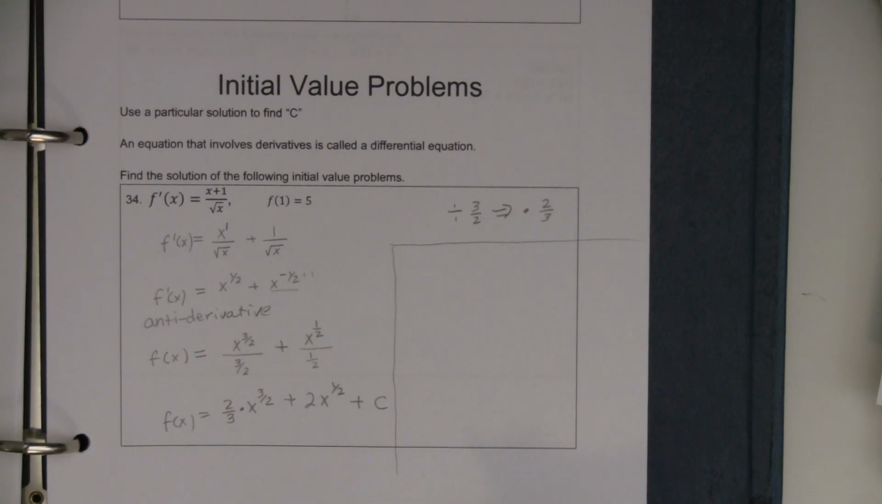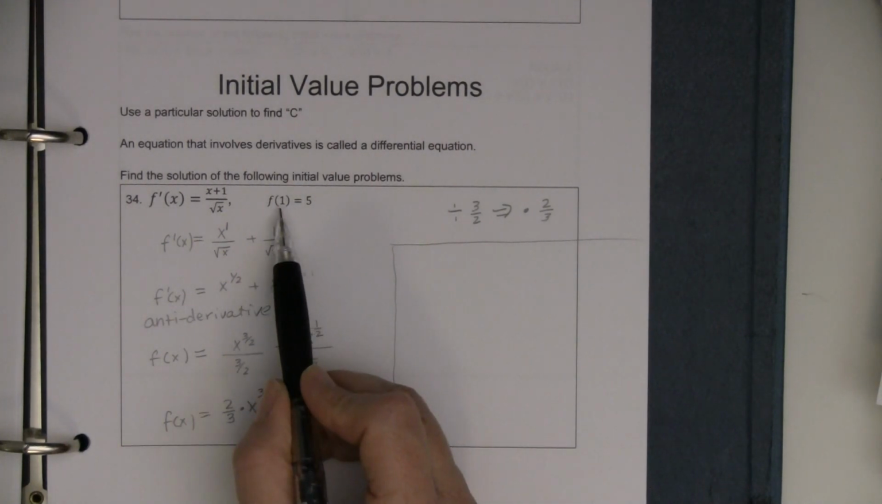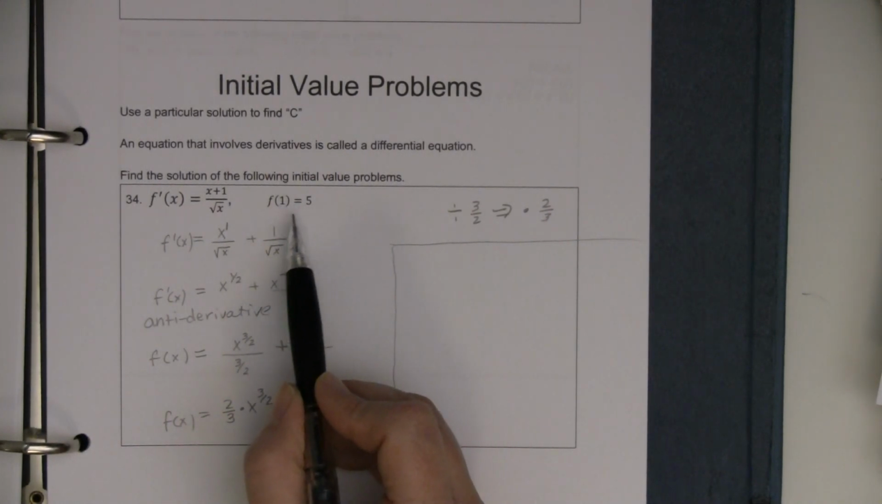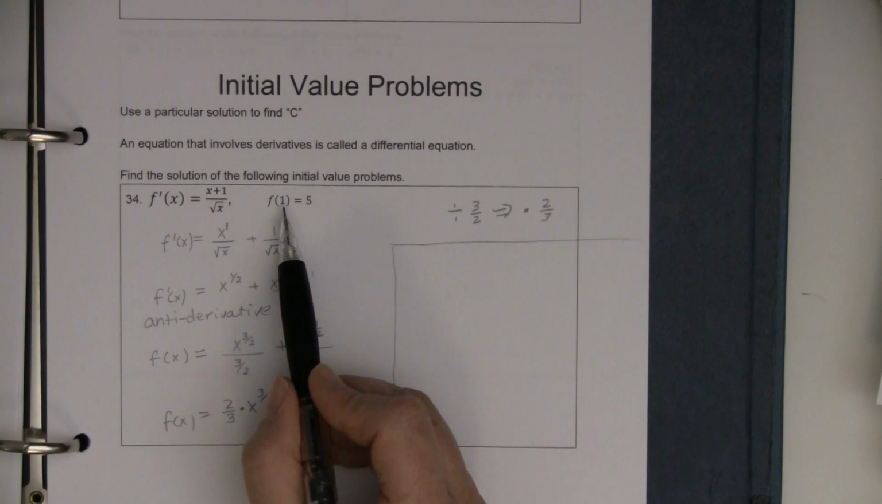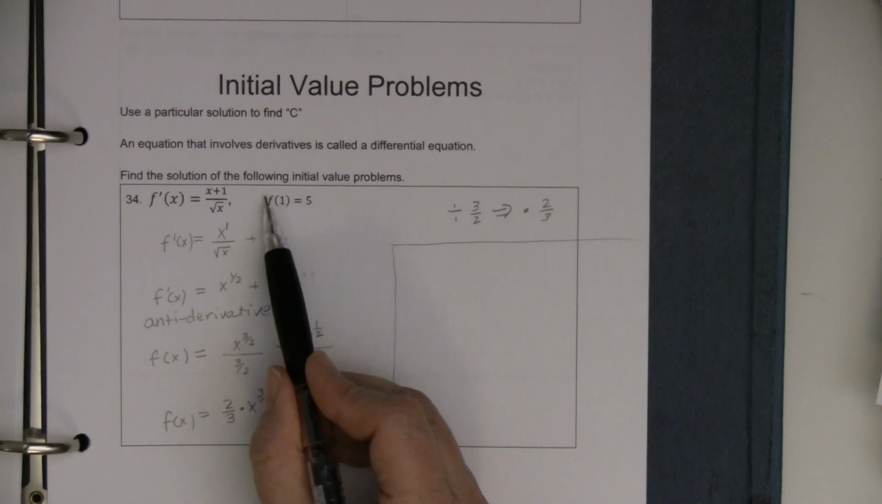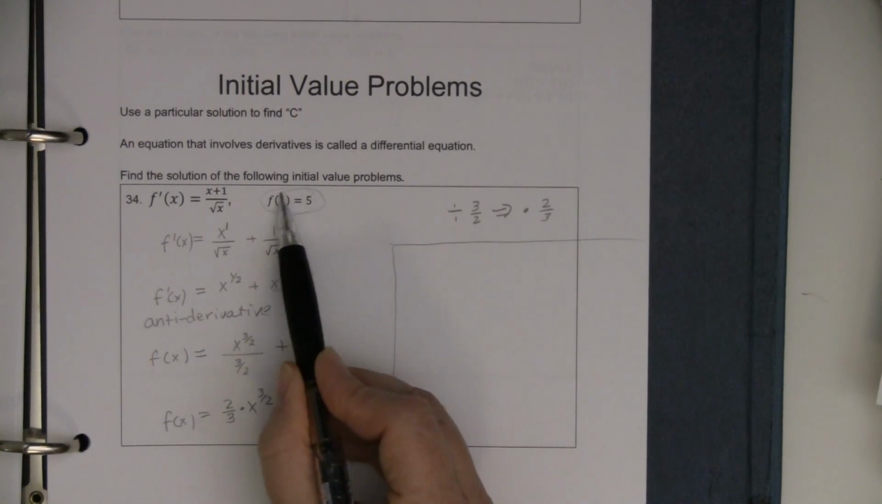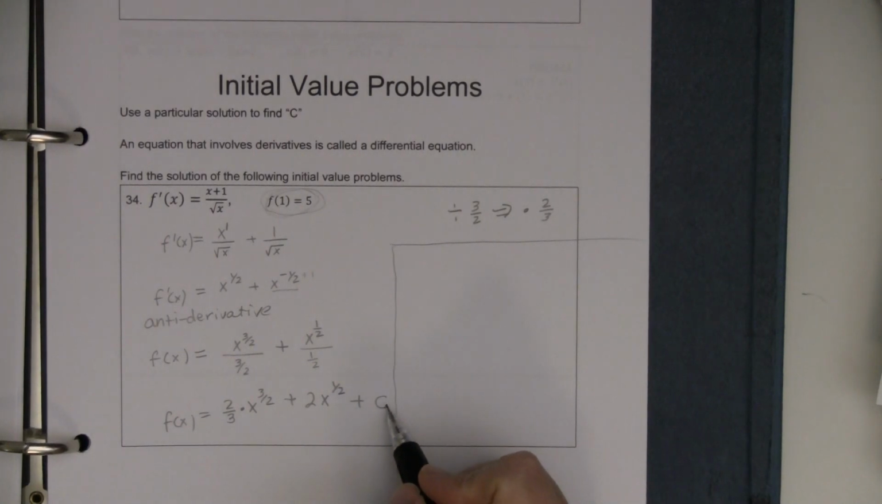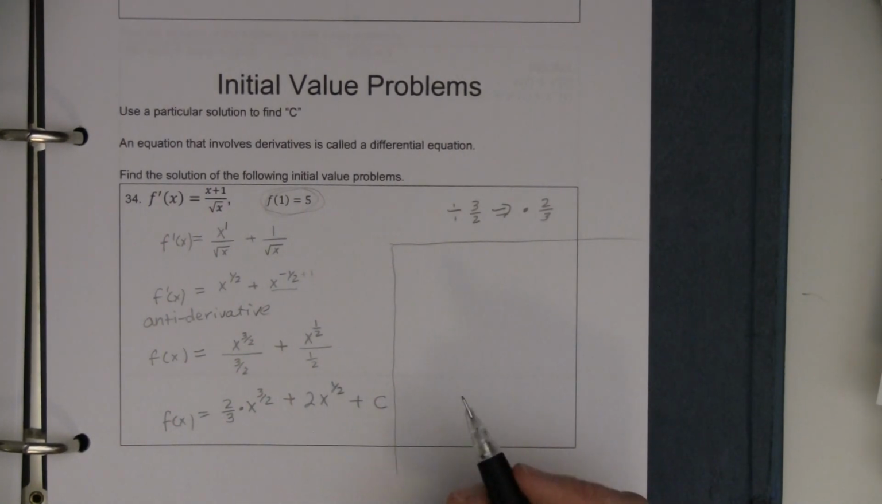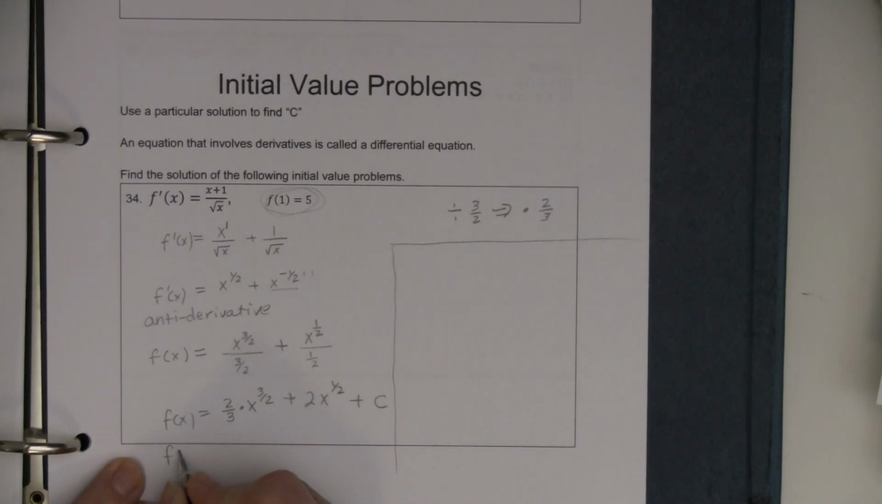Now I need to find C. That's what the initial value problem is about. And they gave me a way of finding C. They said when x is 1, the output is 5. And we can use that to find C. Now x is not always 1. Y is not always 5. This is just something I can use. This is just one point, and I can use that point, but the C is always a constant. So I'll be able to use that point to find my constant. Actually, I can write that work down here.